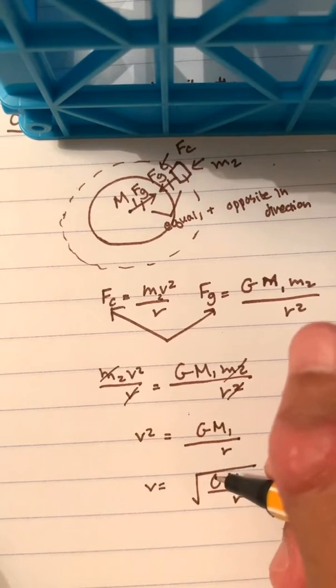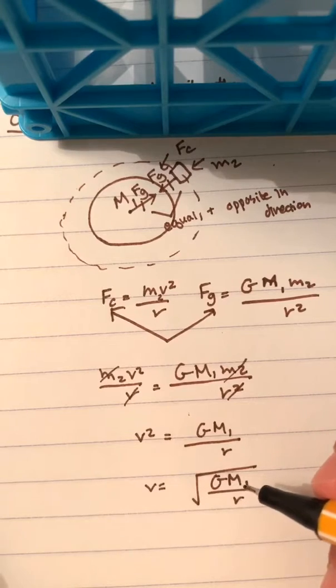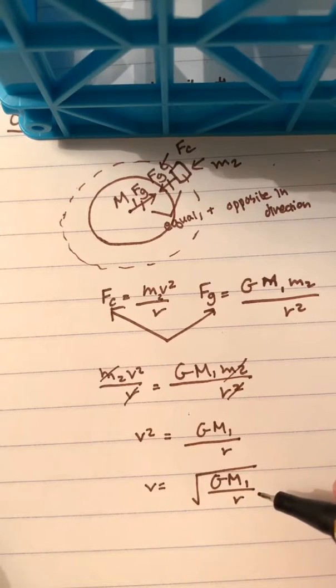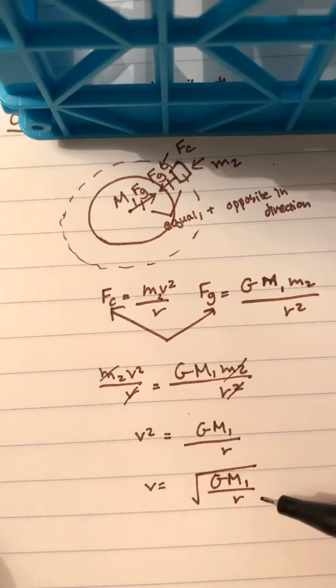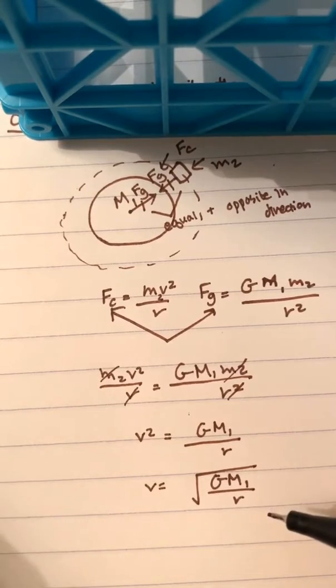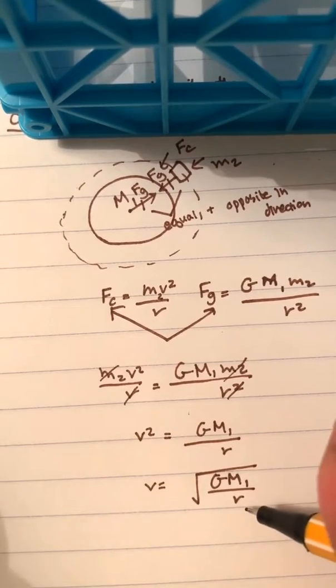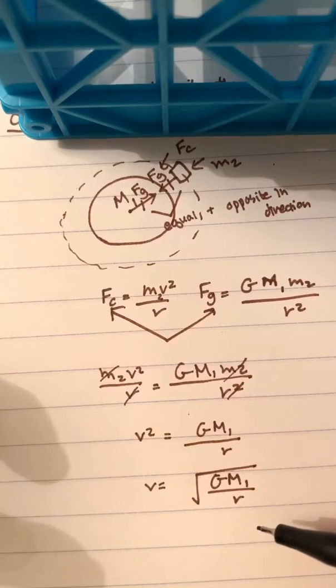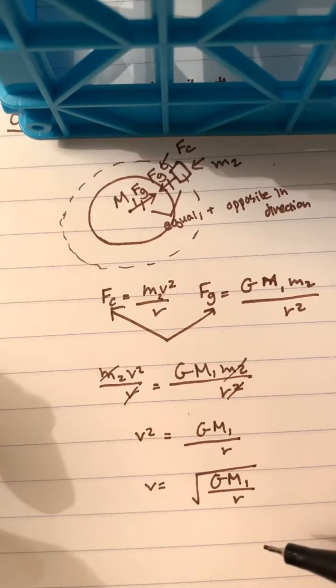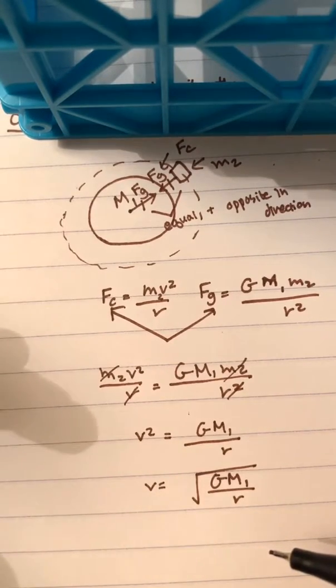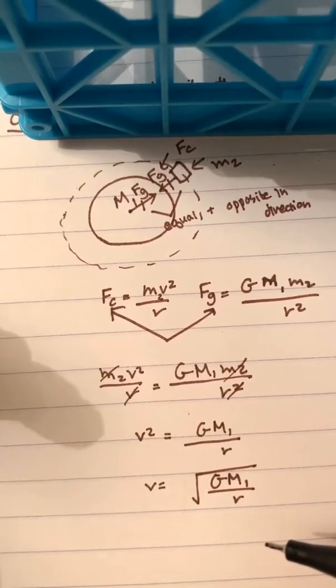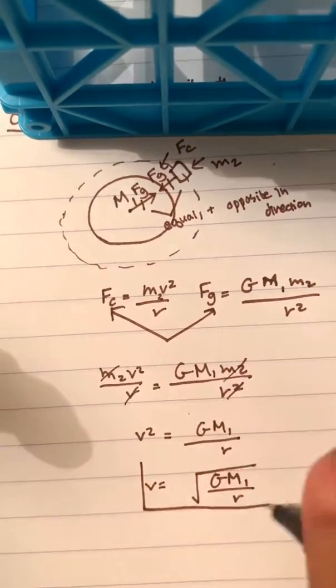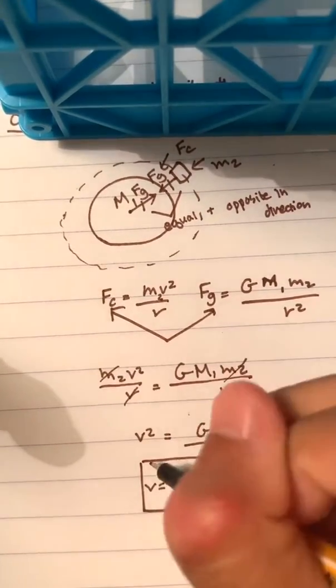So like I said, g is the gravitational constant, m1 is the mass of the Earth, the larger body in which the satellite is orbiting, and r is going to be the distance between the two objects, the distance between the centers of the two objects. So this is the equation for orbital velocity.